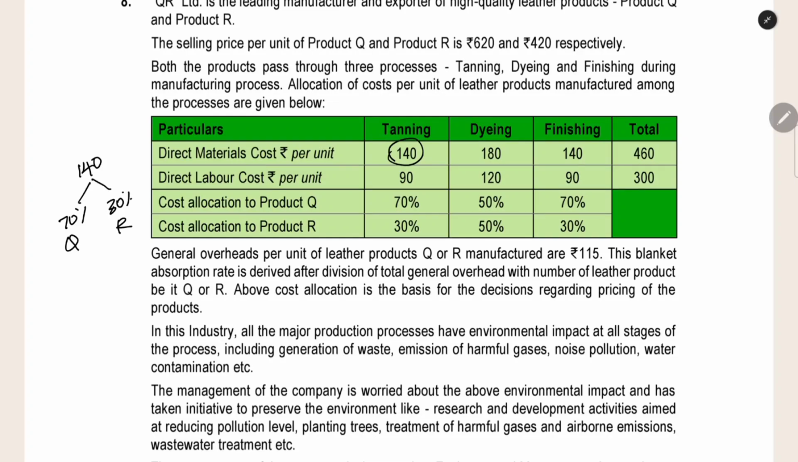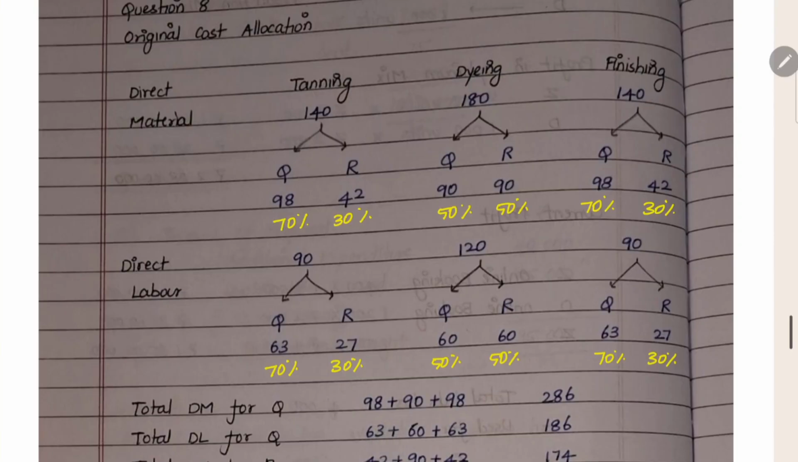This calculation I have performed in detail. I will show you the workings here. Now, this is the workings. Material cost 140, 180 and 140. This 140 will be divided between Q and R in the ratio of 70-30. So 70% of 140 will be 98, and 30% of 140 will be 42. So this is apportioned in the ratio of 70 and 30.